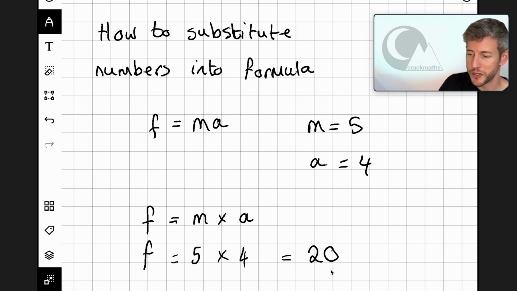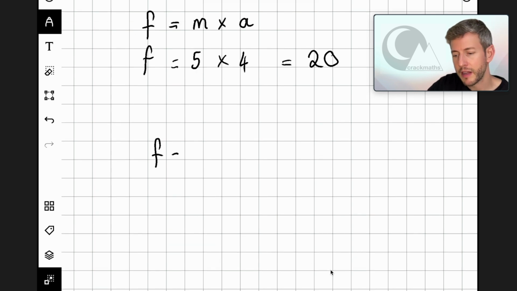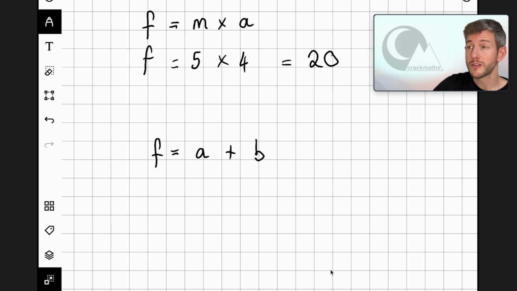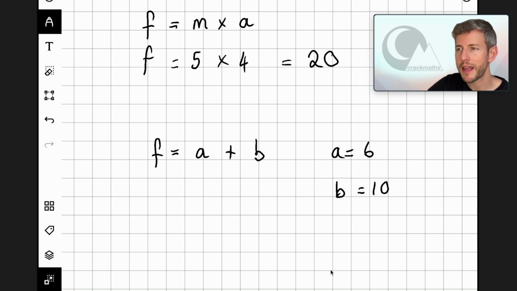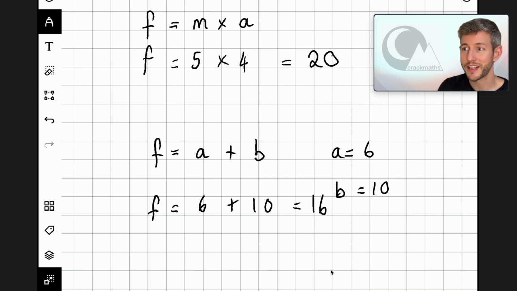Okay, let's look at a different situation. F equals A plus B. So let's say we have A equals 6 and B equals 10. So what we do is we simply replace the A with the 6 and the B with the 10. So in this one we get F equals 6 plus 10. So that will equal 16. So in this question, F equals 16.